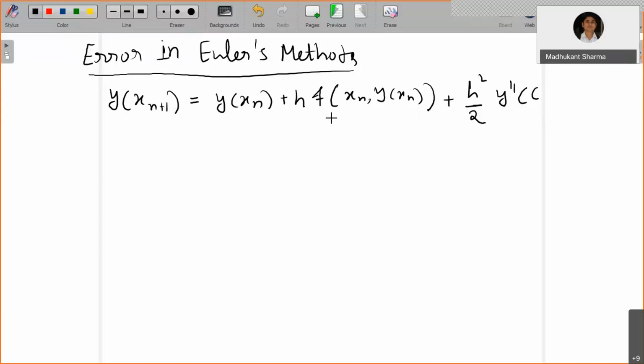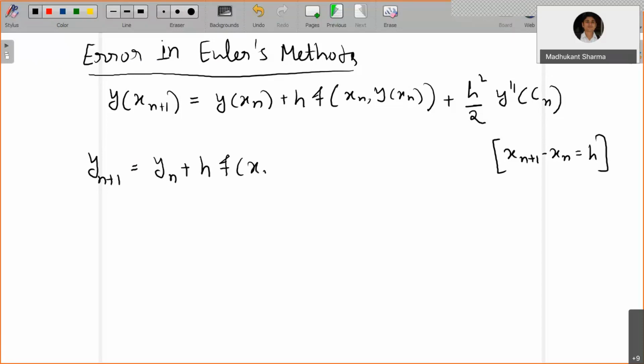This term is y dash at xn, which we replace by the equation y dash equals f of x comma y. And this y double dash at c is going to be the error term. Since x(n+1) minus xn equals h, they are equispaced. So this is the exact value, and this will be the error term. Now in Euler's method, y(n+1) is yn plus h times f at xn comma yn.